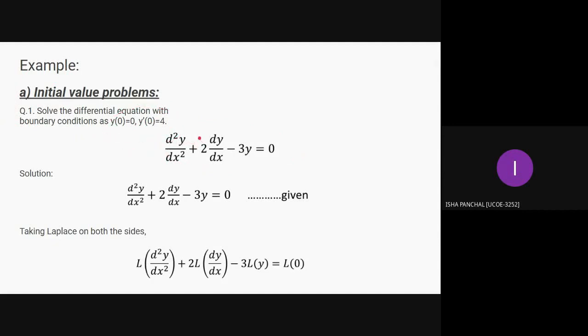The solution goes as follows. First, we take Laplace on both sides of the given differential equation. On the right hand side, as we have 0, that is a constant, and the Laplace of a constant is constant into 1 by s, so we get it as 0.